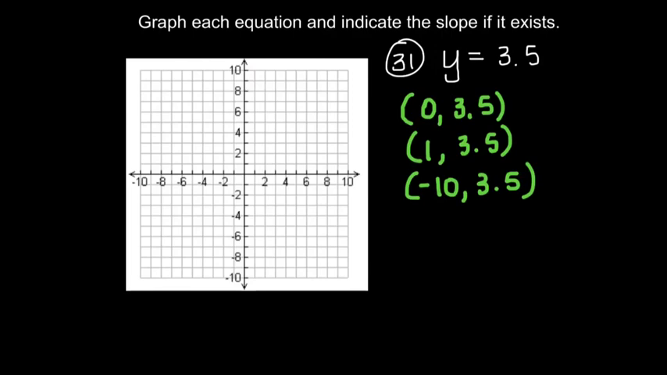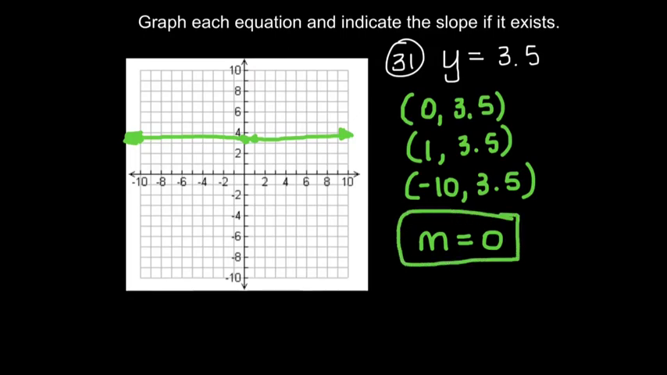So if I plot (0, 3.5), there's my (-10, 3.5). I'll throw him in there. (1, 3.5). These are all points that are going to lie along a horizontal line. So the line y equals 3.5, or y equals anything really, is a horizontal line. The slope of a horizontal line is always 0. So the slope of this line is 0. Vertical lines have no slope, but horizontal lines have a slope of 0.